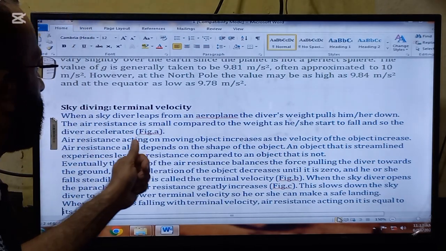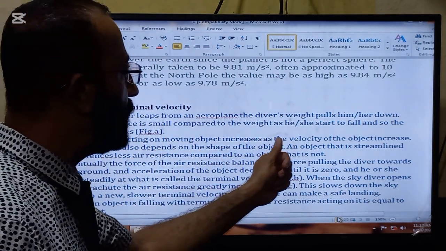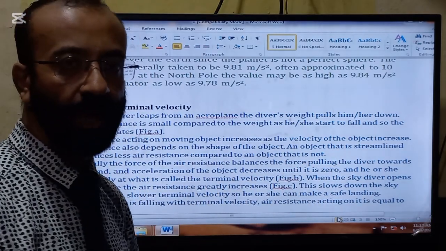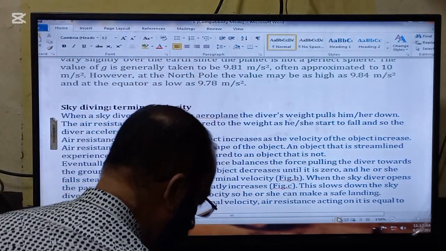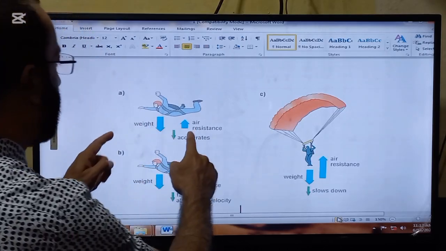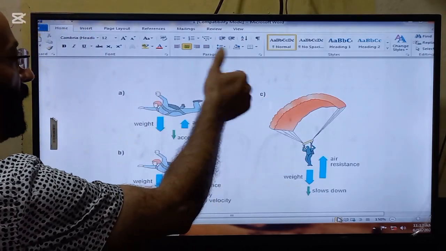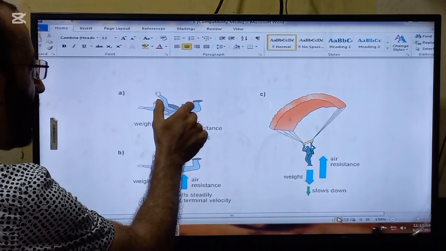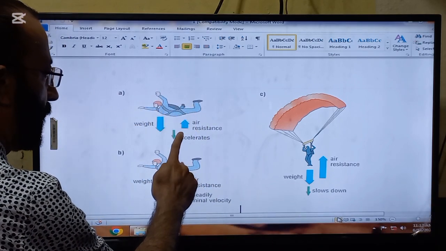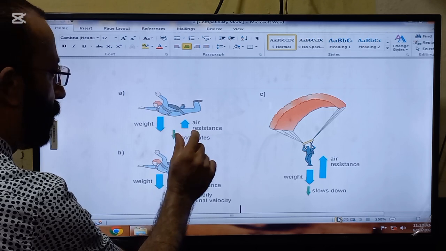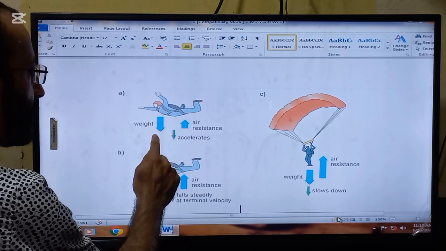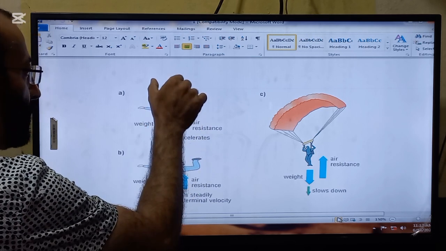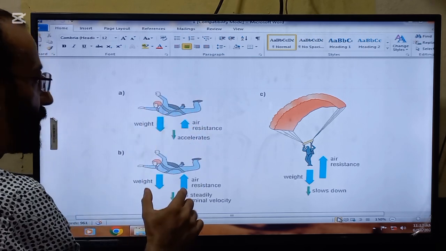The air resistance is small compared to the weight as she starts to fall, and so the diver accelerates. So look now, in the beginning, so here is a figure. In the beginning, when he leaps from the plane into the air, the body weight is greater than the air resistance. Look now, the smaller arrow stands for a smaller amount, the greater arrow stands for a greater amount. So weight is greater, air resistance is smaller, so the body will accelerate.